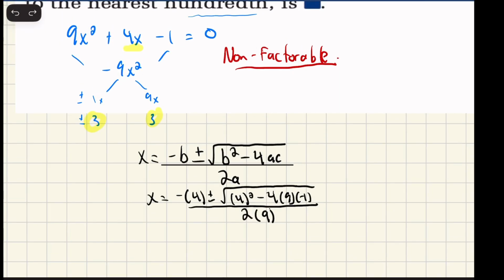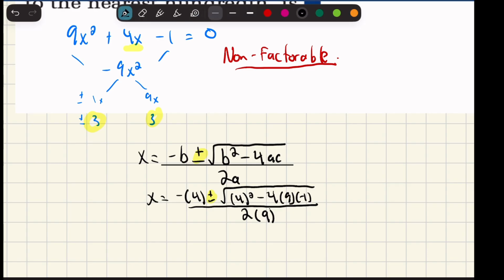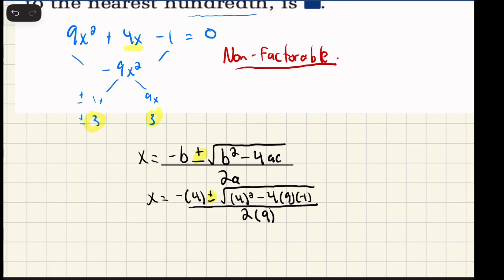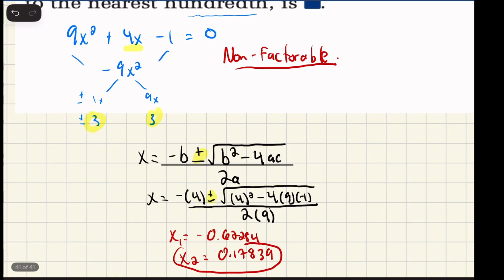Now that plus or minus over here means that there are two calculations. By doing negative b plus the square root of b squared minus 4ac, over 2a, and then negative b minus that same expression, we get 2 x values. And so when we calculate this here, our first x value, when we use the minus sign, ends up being about negative 0.62284. And then the second value, when we use the plus sign, is about 0.17839. And so this is the bigger value, and to the nearest hundredth, that would be 0.18.